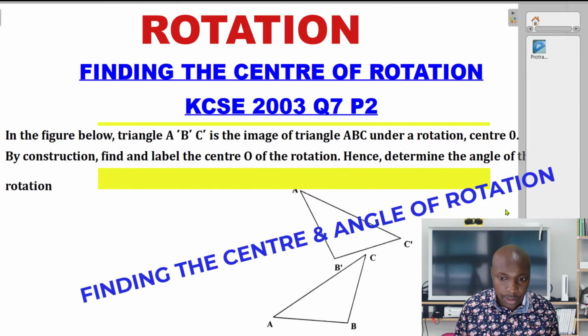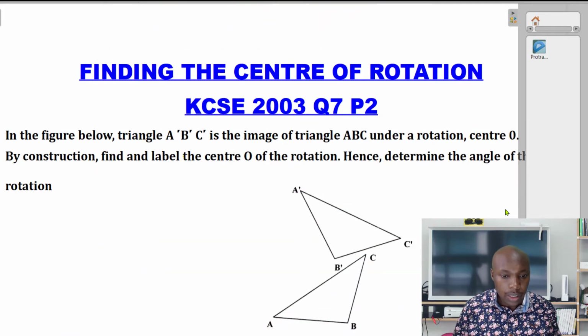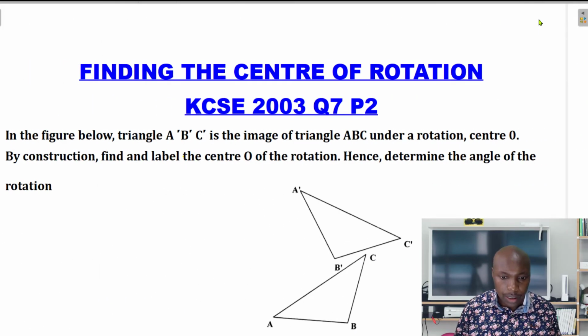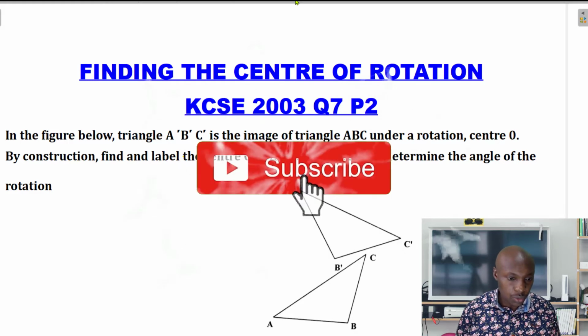ACC 2003, question number 7, paper 2. In the figure below, triangle A prime, B prime, C prime is the image of triangle ABC under a rotation center O. By construction, find and label the center O of the rotation, hence determine the angle of rotation. So in this question, you're supposed to do two things. Find the center of rotation by indicating it, and then determine the angle of rotation given both the object and the image. So with construction, let us see how we're supposed to do that.